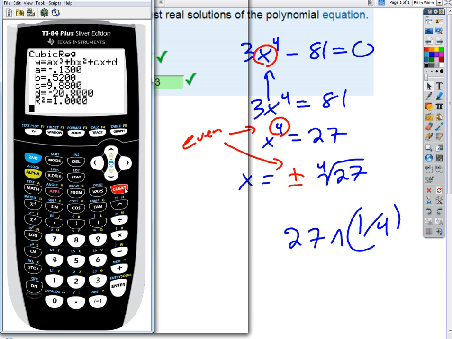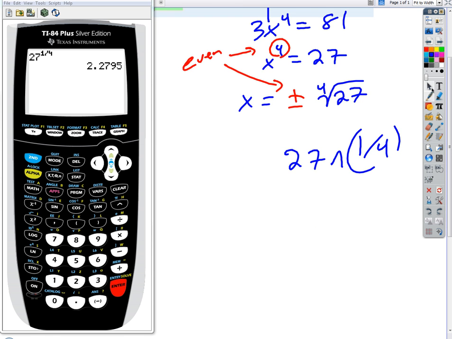So then I could just say 27 to the power of 1/4, and it tells me. I get plus or minus that. Why is the 1/4? Because we have a property in chapter 7 that says the nth root of a is the same as a to the 1/n. And that's by far the easiest way to take a root: take it to the 1 over that index power.